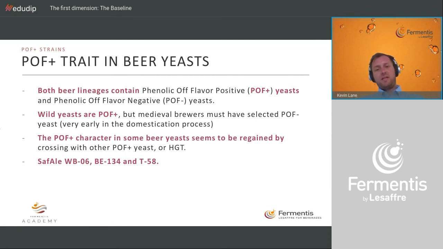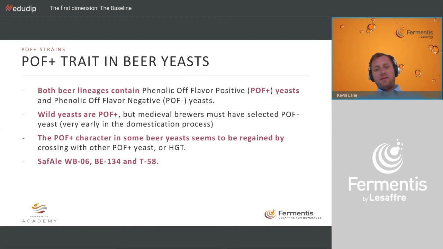But at some point in the selective process, brewers must have selected for the yeast that is POF negative. It's really not easy to find in nature. It's really not easy to find, in terms of a wild yeast, a POF negative yeast strain. So it must have been that medieval brewers were selecting the beer and moving forward with the yeast that wasn't expressing that spicy character.